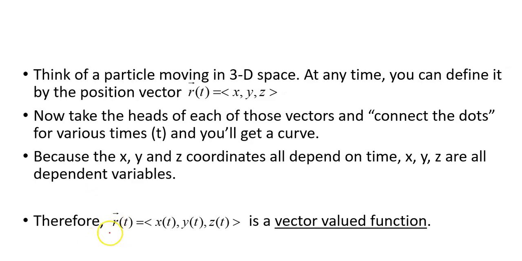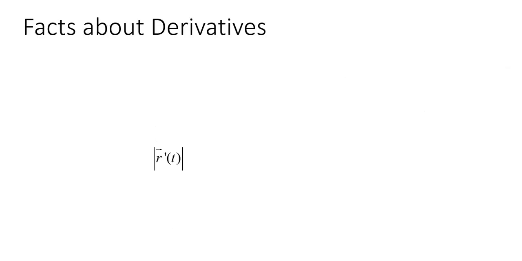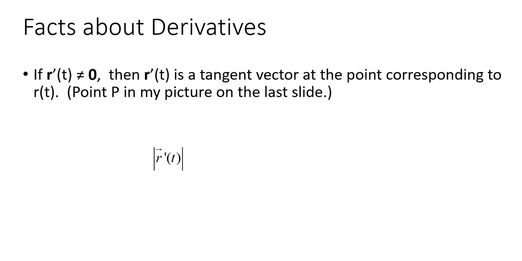So when you have it written like this down the bottom, where r of t equals x of t, y of t, z of t, then those x's, y's, and z's are actually dependent variables, even though usually we don't think of x as the dependent variable. You can look through; I got some information there about how to graph these things, some facts about derivatives.